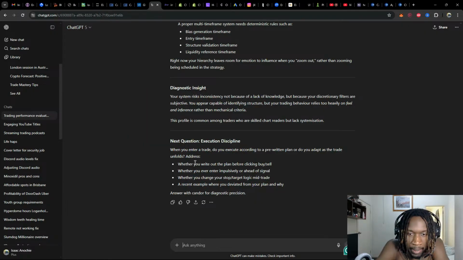Whether you write out the plan before clicking. When you enter a trade, do you execute according to a pre-written plan or do you adapt as the trade unfolds? Whether you write out the plan before clicking sell, you usually plan out the trade before entering.